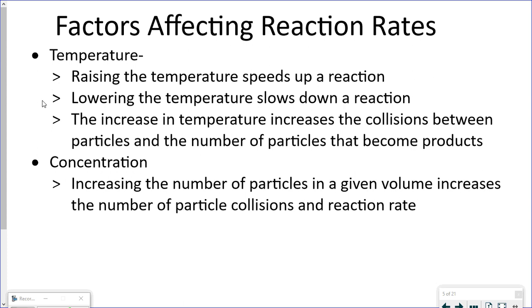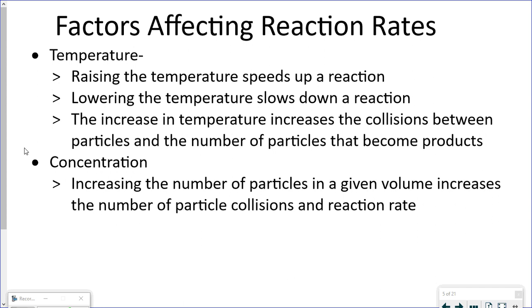If you remember, temperature was the kinetic energy of particles. So if you increase the temperature, the particles have more kinetic energy, they're moving faster, therefore there will be more collisions between the particles, and it will end up producing more products. So anything that's going to create more collisions should create more products. But this one, the energy of the particles increases, meaning the speed increases, there's more collisions, more products.